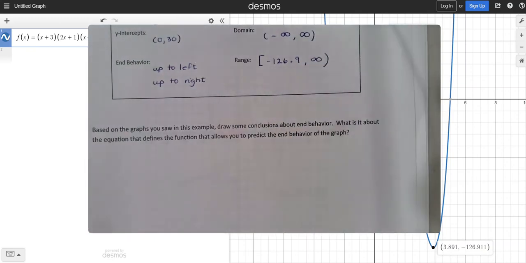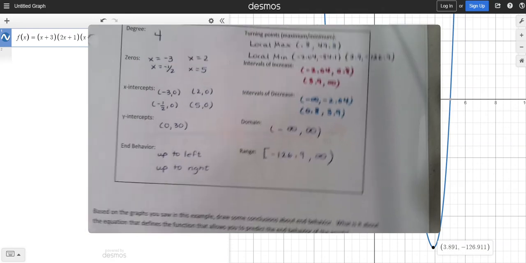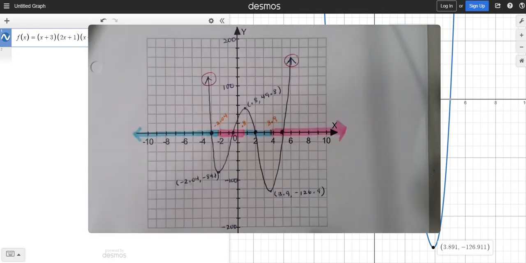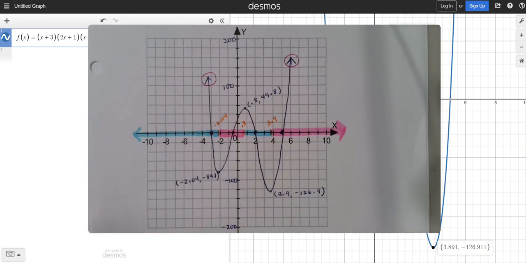All right, so we had two graphs that we've looked at, and you could look at more, but these are a little bit time consuming, so we're going to stop right there. What I'd like to try to do is to draw some conclusions about end behavior based on what we've just seen.